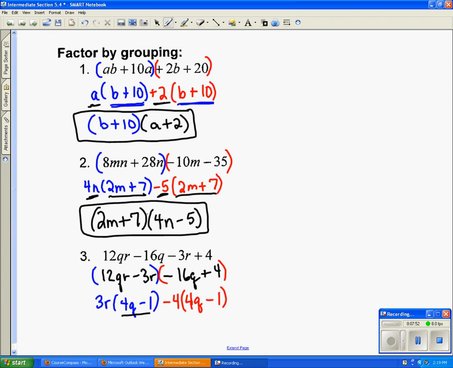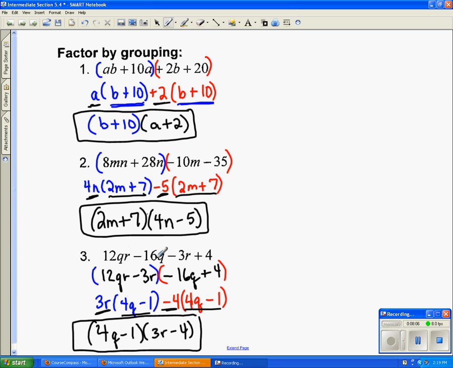Now when these match up, we have 4q minus 1, and we have what's left on the outside, which is 3r minus 4. So sometimes when we factor by grouping, we may have to rearrange the order of the terms so that there are common factors in each set to be factored out.